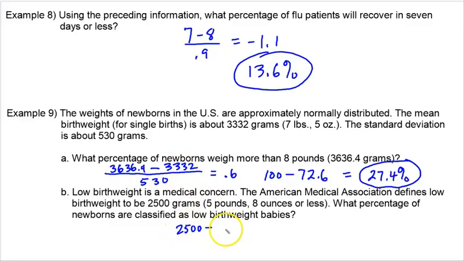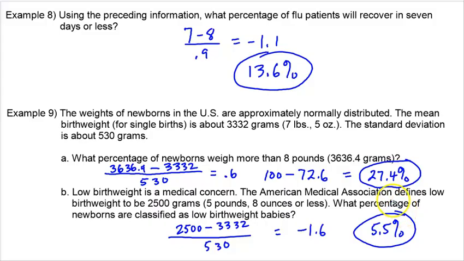We still have the same mean of 3,332, same standard deviation. The z-score is going to be negative 1.6. So we go to our table 6.2 and we look up z-score negative 1.6, and that's 5.48. And because we are looking for that weight or lower, we can use this percentage rounded to the nearest tenth, and that's 5.5%.